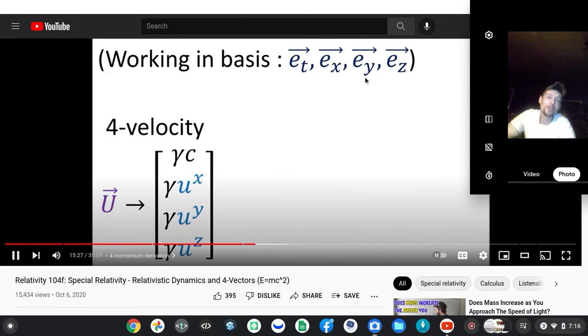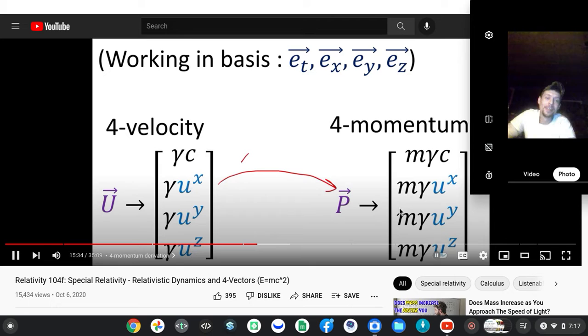We could step the components of the 4-velocity, and to get the components of the 4-momentum, we just multiply by the mass m.